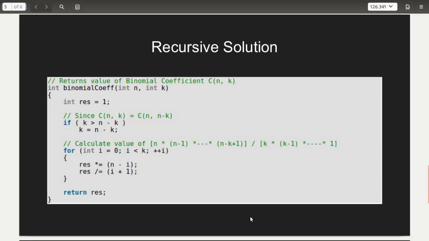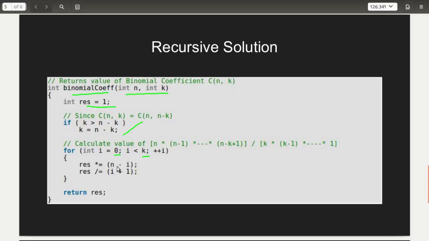So let us look at the C code. We have our function binomial coefficient over here that receives the two parameters. We begin by initializing our result as 1. First of all we check whether k is greater than n minus k or not. If it is, we replace k with n minus k. And now we run our loop that goes from 0 to k.